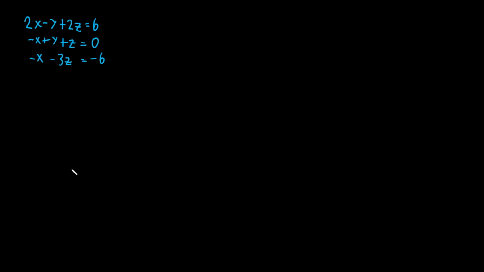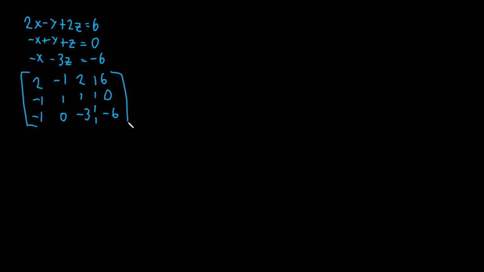Okay, let's solve this system. Let's go ahead and create the matrix. Here we would have 2, 2, 1, 2, and 6. Then -1, 1, 1, and 0. Then -1, 0, -3, and -6.